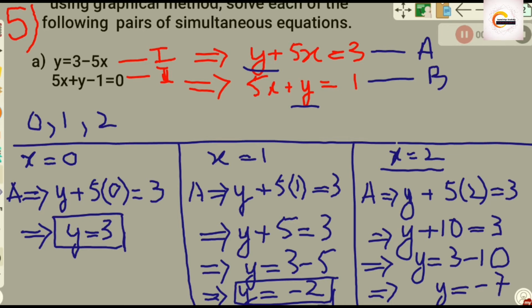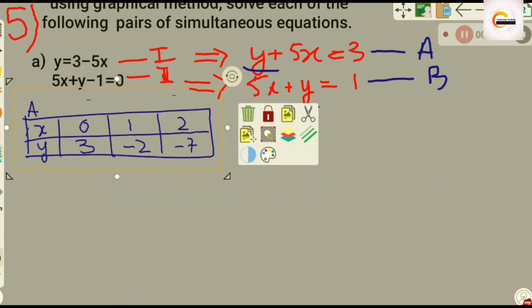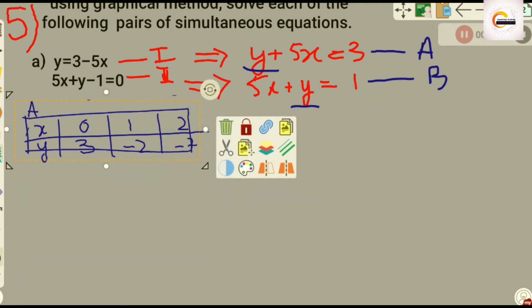I have already explained these steps, that's why I've done it quickly. So we have got the values y = 3, y = -2, and y = 7. I'm going to put this in a table. So this is the table for equation A. Now solve equation B and get the table.